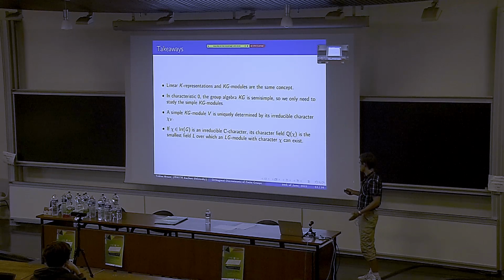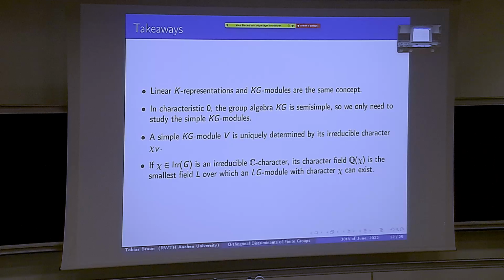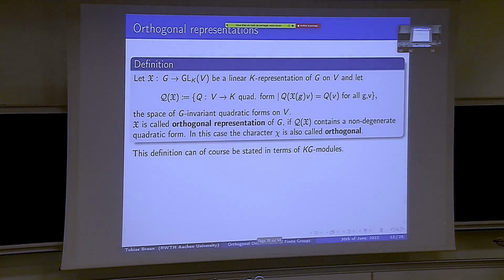Now, a simple KG module V is uniquely determined by its irreducible character, chi V. And if you have such an irreducible character over the complex numbers, then its character field is the smallest field L over which an LG module with character chi can exist. That's what I said at the end. And with all of that, we can now come to the object that really interests us, namely orthogonal representations.